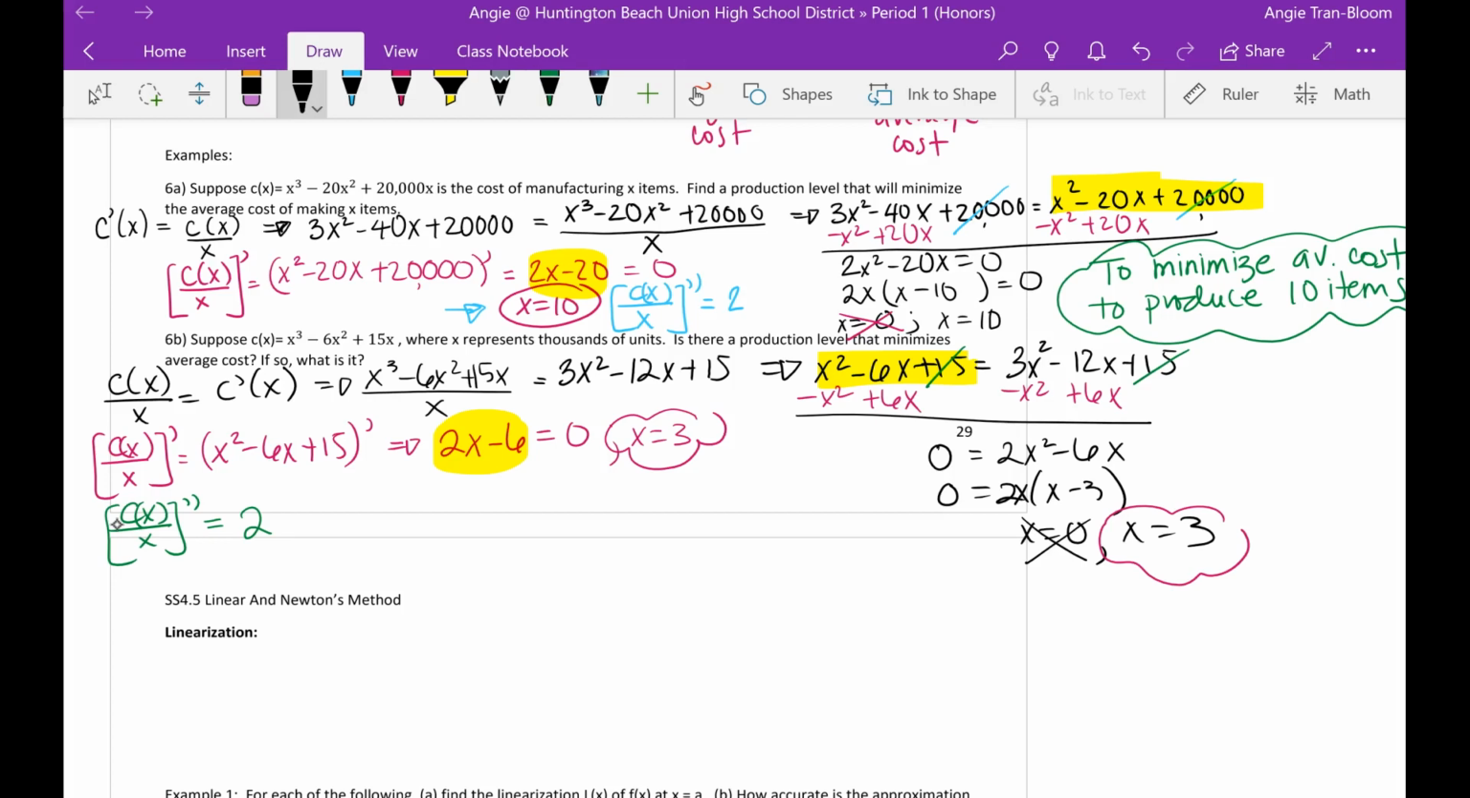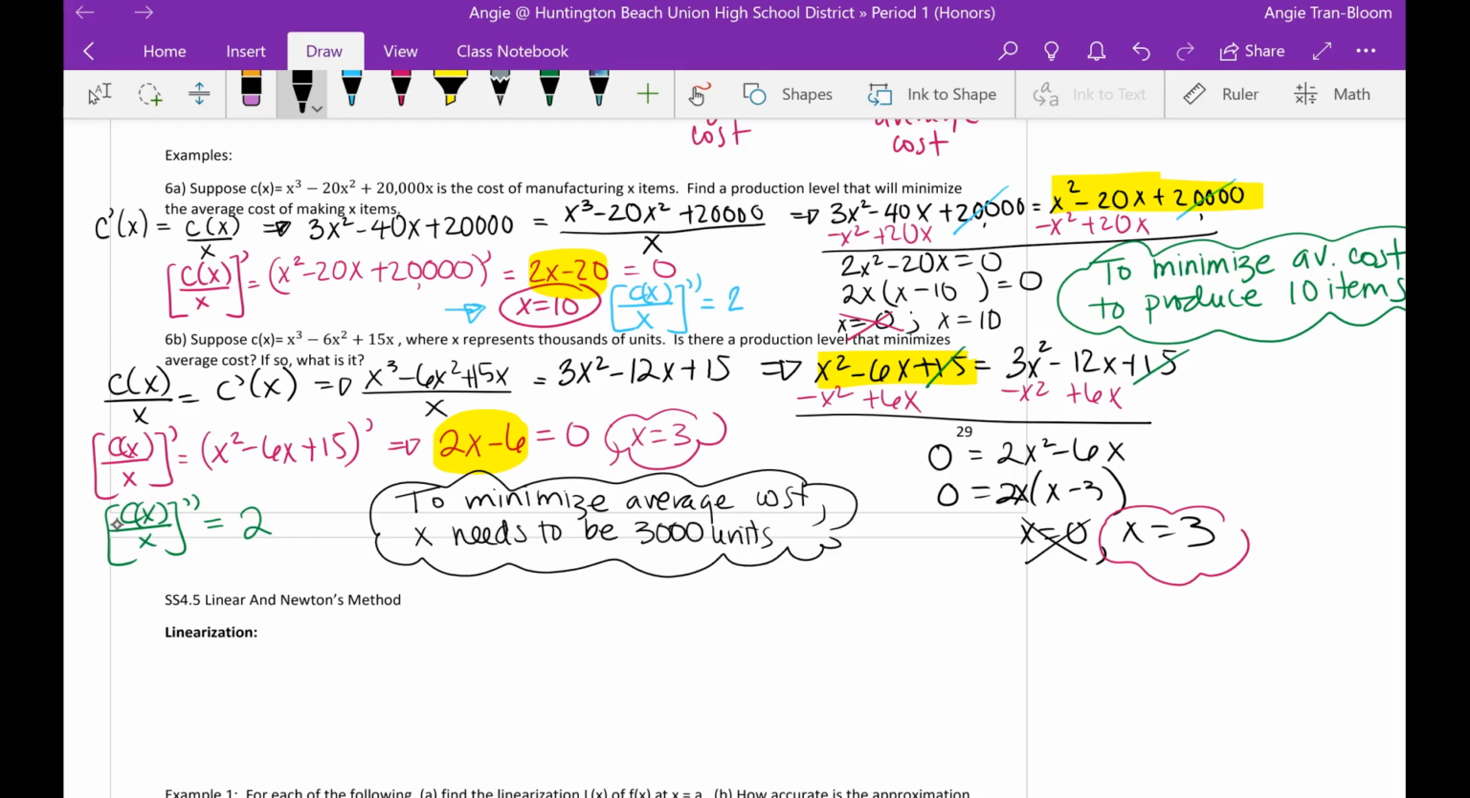To minimize average cost, x needs to be 3,000 units. Or you can say the production needs to be at 3,000 units, or you can say to minimize average cost, you can produce 3,000 units. So any one of those is fine. And this is the end of this recording.